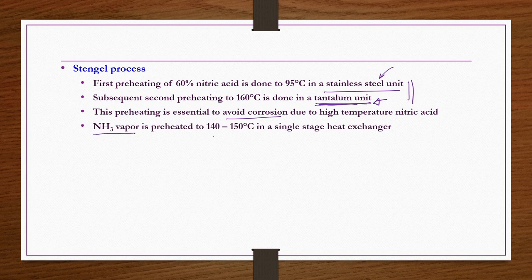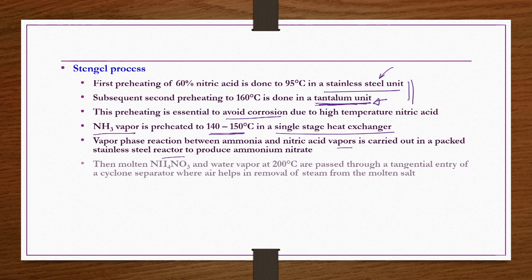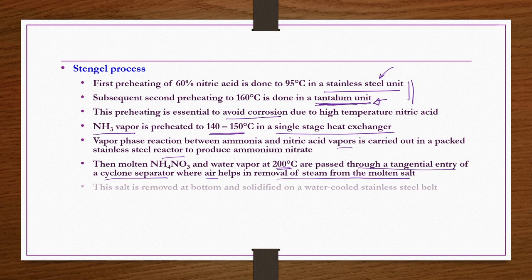Then ammonia vapor is preheated to 140 to 150 degrees centigrade in a single stage heat exchanger. Vapor phase reaction between ammonia and nitric acid vapors is carried out in a packed stainless steel reactor to produce ammonium nitrate. Then molten ammonium nitrate and water vapor at 200 degrees centigrade are passed through a tangential entry of a cyclone separator, where air helps in removal of steam from the molten salt. This salt, which is nothing but ammonium nitrate, is removed at the bottom and solidified in a water cooled stainless steel belt conveyor.